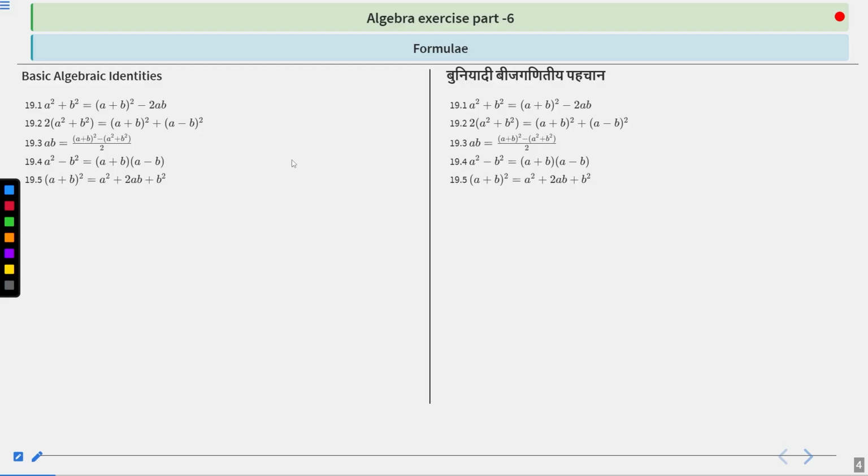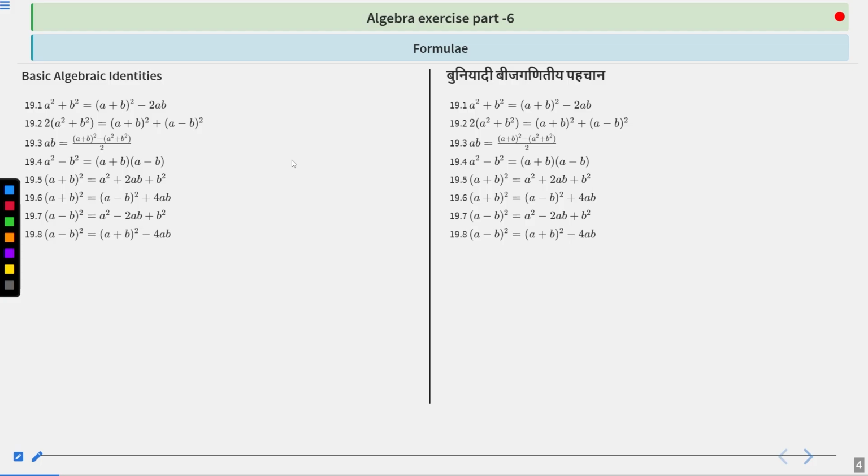A plus b's whole square is equal to a square plus 2ab plus b square. A plus b's whole square is equal to a minus b's whole square plus 4ab. A minus b's whole square is equal to a square minus 2ab plus b square. A minus b's whole square equal to a plus b's whole square minus 4ab. A plus b's whole cube equal to a cube plus 3a square b plus 3ab square plus b cube. Then a minus b's whole cube is equal to a cube minus 3a square b plus 3ab square minus b cube.